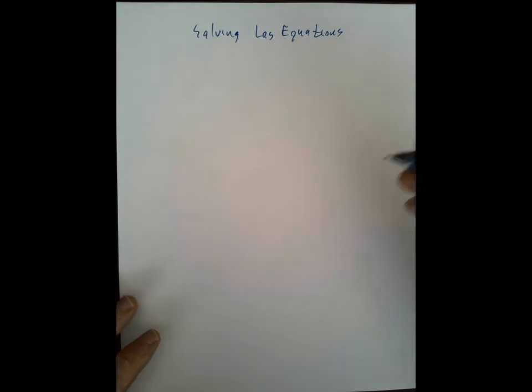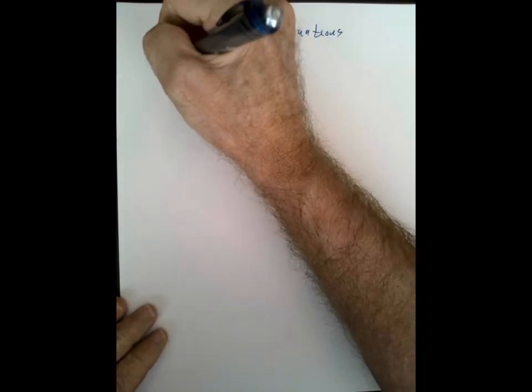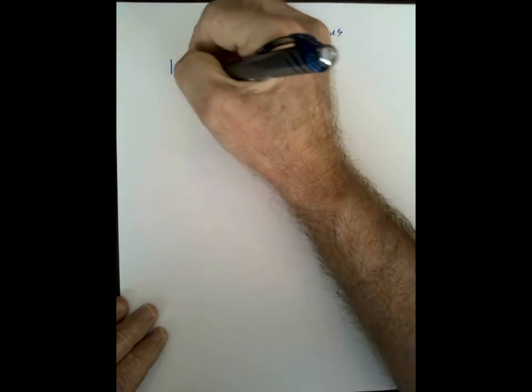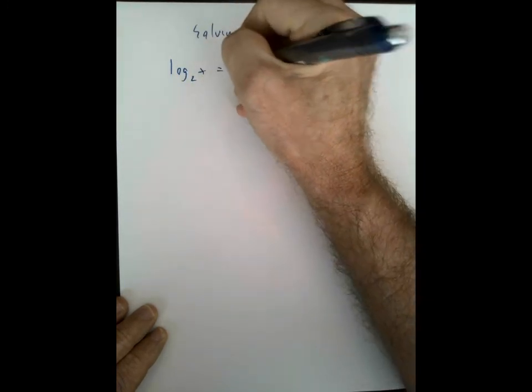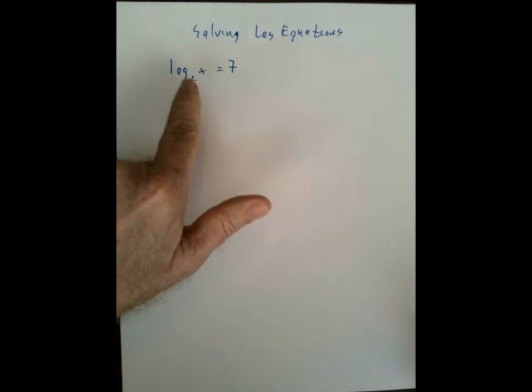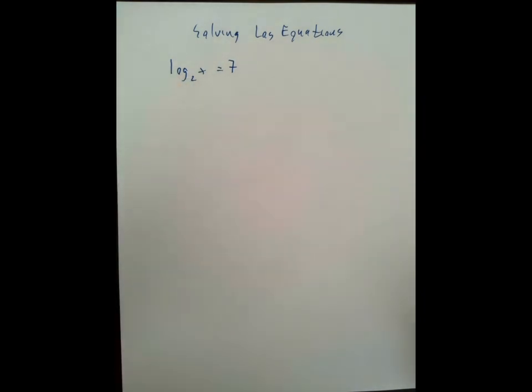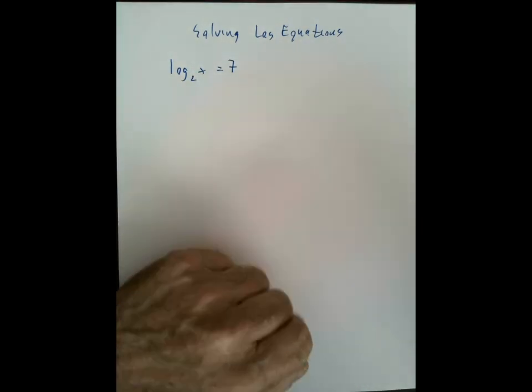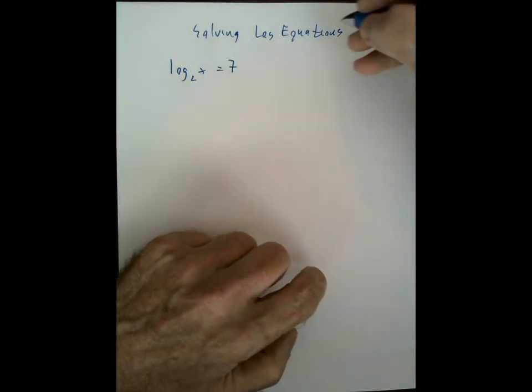So what if we've got, for instance, something like this, log base 2 of x is equal to 7. Okay, so notice we've got a log term here and not an exponent, right? Okay, so when we're solving equations with logs in them, there are basically two approaches or two methods.